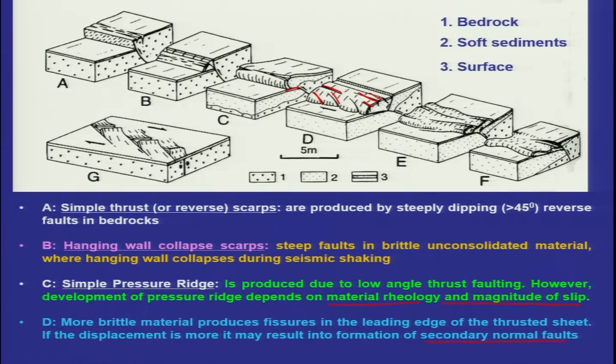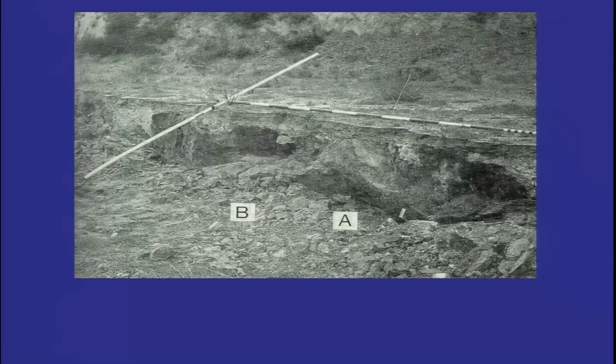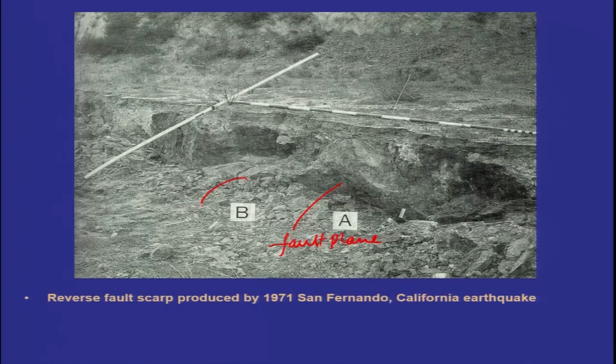Now looking at the E part, okay. So this is an example of what we are talking about. You have a very sharp scarp and in some portion you will see the collapsed material. So this again will depend on the material. Okay. So you have the fault plane here, and then you have some collapsed material here. So this reverse fault scarp was produced in the 1971 San Fernando earthquake in California.